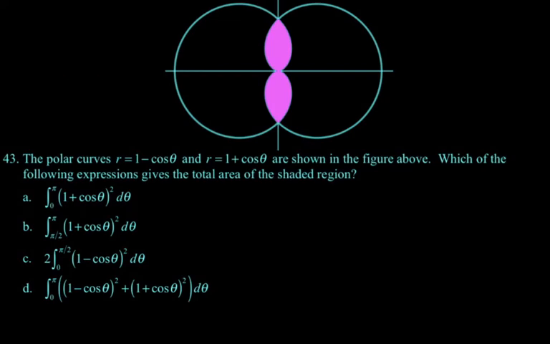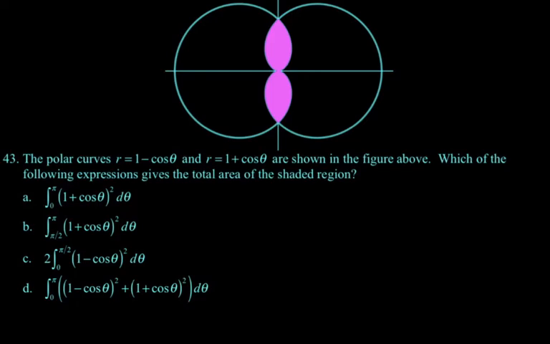The polar curves r equals 1 minus cosine theta and r equals 1 plus cosine theta are shown in the figure above. Which of the following expressions gives the total area of the shaded region? Okay, so we have to look at the answer choices for this because who really knows, right? So A: 0 to pi, 1 plus cosine of theta squared. B: pi over 2 to pi, 1 plus cosine squared. C: 2 times 0 to pi over 2, 1 minus cosine theta squared. D, I'm thinking, is very unlikely to be the answer no matter what. So I would probably eliminate that right away if I was stuck for time.